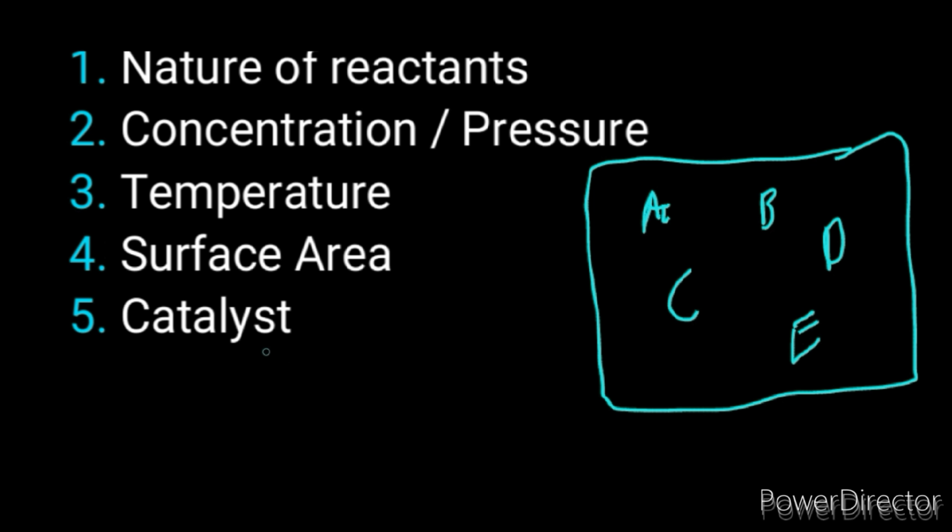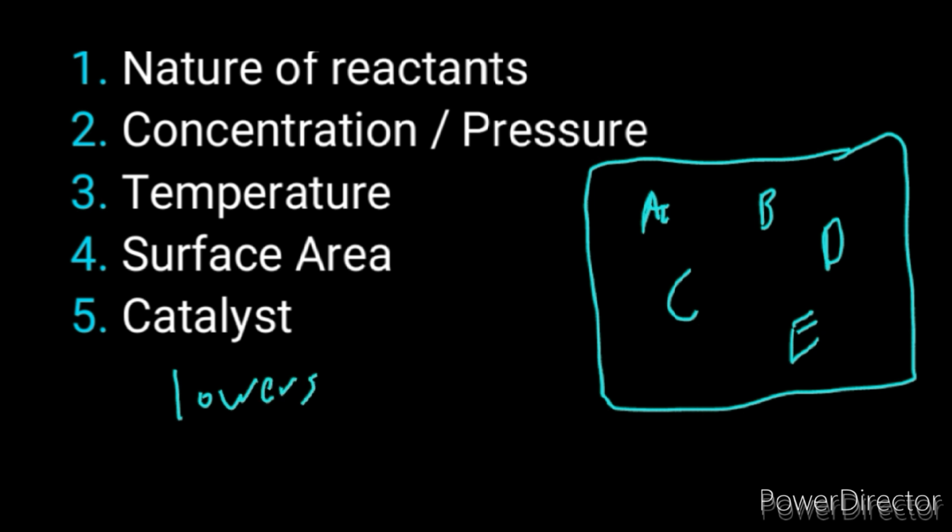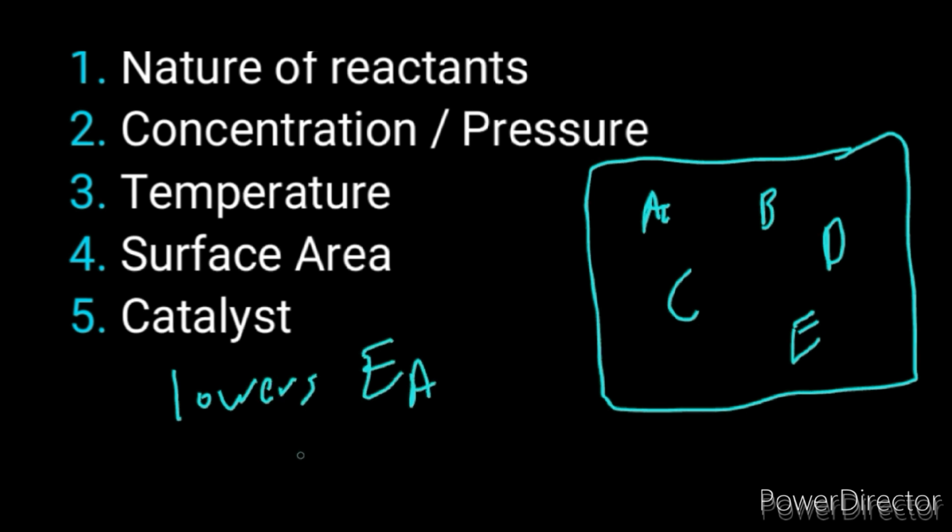Now let's talk about the presence of a catalyst. There is what you call a positive catalyst and a negative catalyst. But most of the time they're talking about a positive catalyst. A positive catalyst increases the reaction rate. How does it increase the reaction rate? This is going to be very important to memorize. It lowers the activation energy. So a catalyst lowers the activation energy.